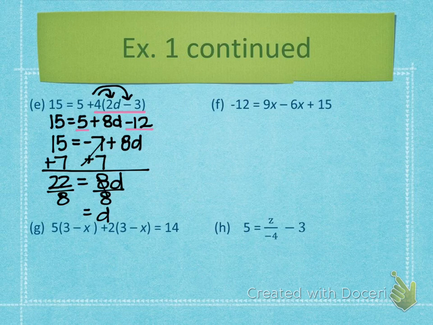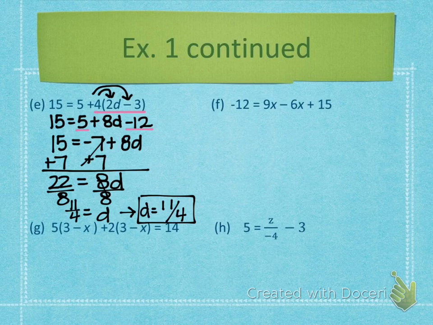All right, you can leave it improper, so it actually is 11 fourths. And again, don't forget, final answer, D equals 11 over 4. Okay? 11 over 4. Reduced fraction, leave it as an improper fraction.